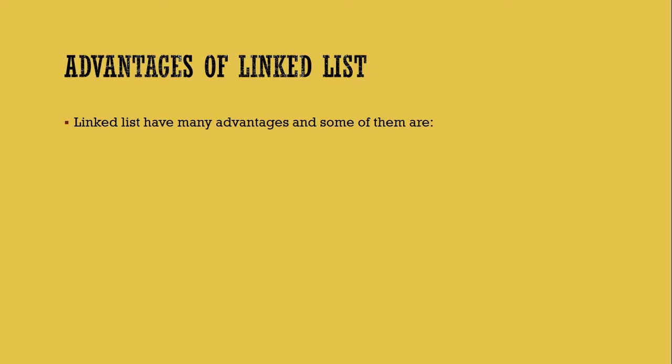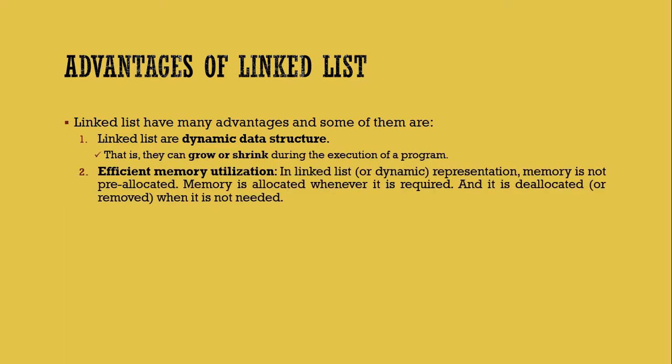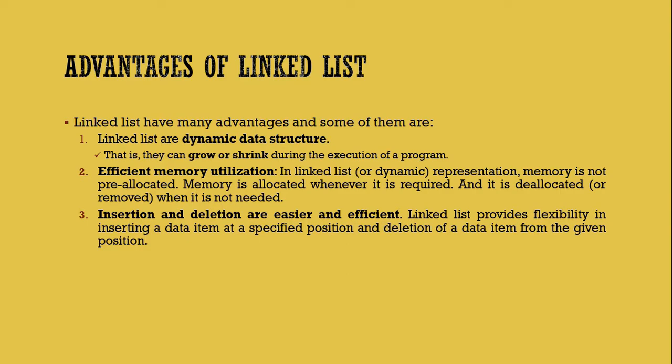What are the advantages of using linked list? It is a dynamic data structure, that is, it can help you to grow or shrink the storage space needed during the execution of a program. Efficient memory utilization. In linked list representation, memory is not pre-allocated. Memories are always allocated whenever it is required. If it is not required, you can deallocate the storage space which is allocated. So you can increase it or decrease it. You can grow the storage space or shrink it at execution time, at runtime. Insertion and deletion are easier and efficient. More complex applications can be implemented with linked lists.